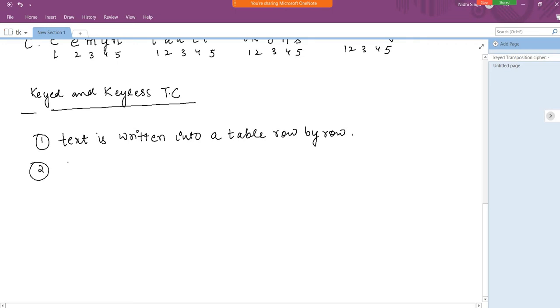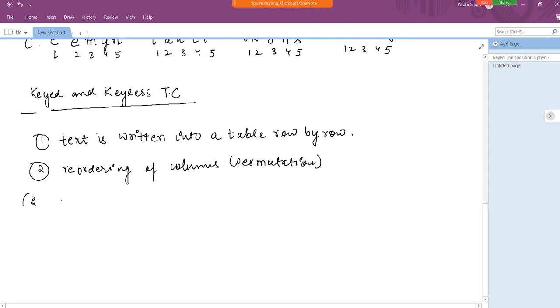Now the permutation using the key has to be performed in the second step, and that is called reordering of columns by using the key. I will tell you how that is done shortly. So it is nothing but the permutation.